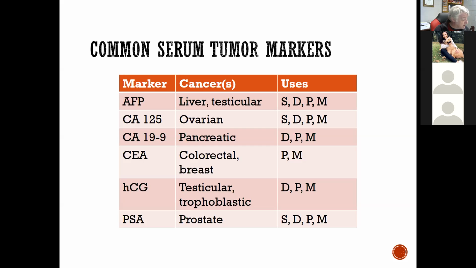The next one was the CA125, again, associate that with ovarian. Carcinoembryonic antigen, the CEA, a glycoprotein associated with colorectal and breast. And then HCG. And then PSA.